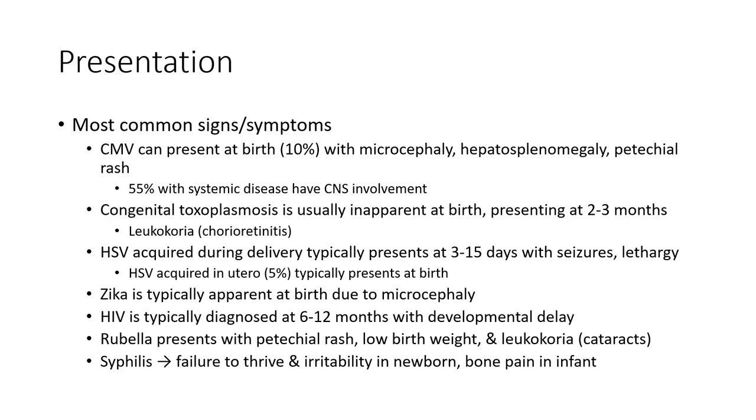Most common signs and symptoms: CMV can present at birth in 10% with microcephaly, hepatosplenomegaly, petechial rash; 55% with systemic disease have CNS involvement. Congenital toxoplasmosis is usually inapparent at birth, presenting at 2-3 months with leukocoria, chorioretinitis. HSV acquired during delivery presents at 3 to 15 days, with disease.